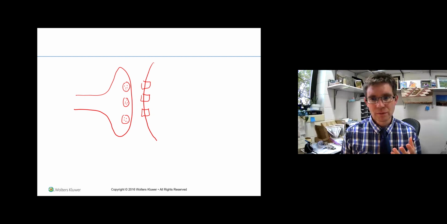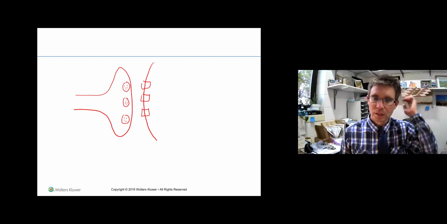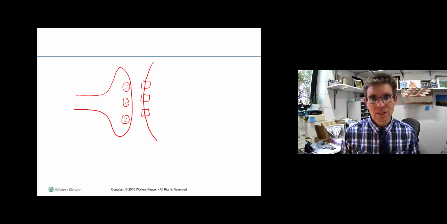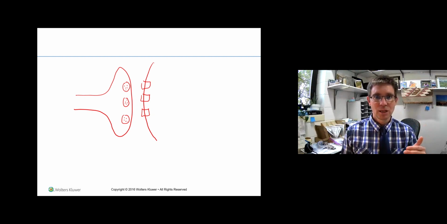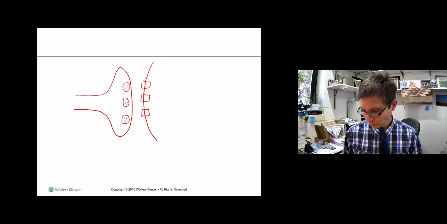the postsynaptic potential in the postsynaptic neuron is quantized in that the amount of depolarization depends on the amount of vesicles released. And one vesicle will release one quantum of neurotransmitter that will cause a certain amount of depolarization. And if two vesicles release their contents, then you'll see double the amount of depolarization.